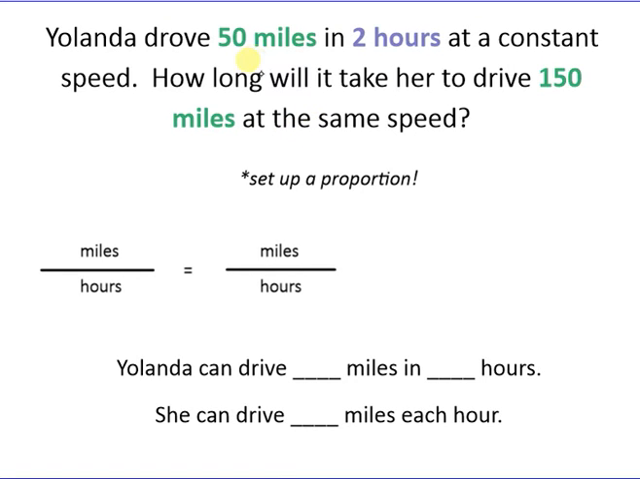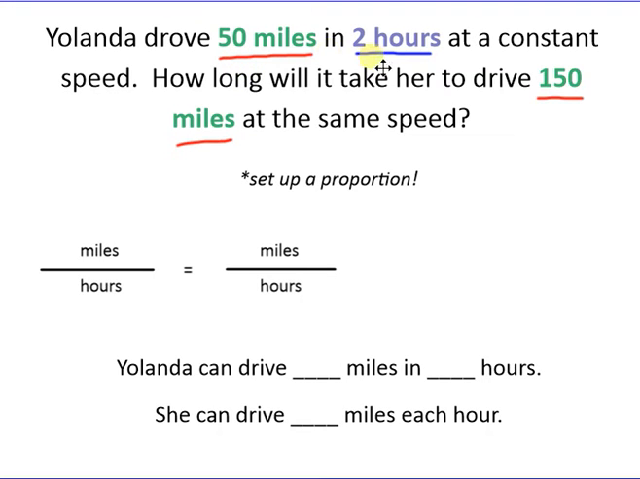So to start with, you're going to see that I have color-coded part of the word problem. Here I have 50 miles in one color, I have 2 hours in another color, and then I have 150 miles in that same color as the other miles. So here I've set up the proportion for you. We need to put miles on top of hours on one side, and then miles on top of hours on the other side. Now, one of those values is going to be missing, and that's the value that we're going to end up solving for, okay?